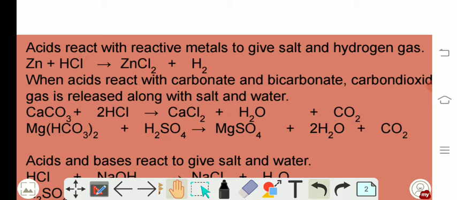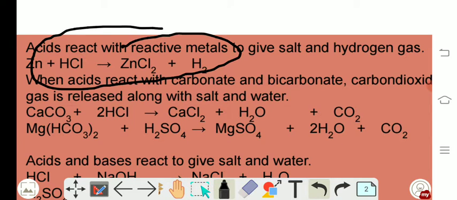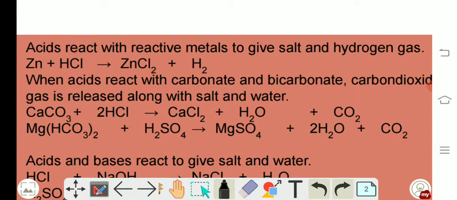Today we are going to discuss the chemical properties of an acid, Unit 9, Class 10. These are the few chemical properties you have to understand. You can see this portion. What is given there? Acids react with reactive metals to give salt and hydrogen gas.